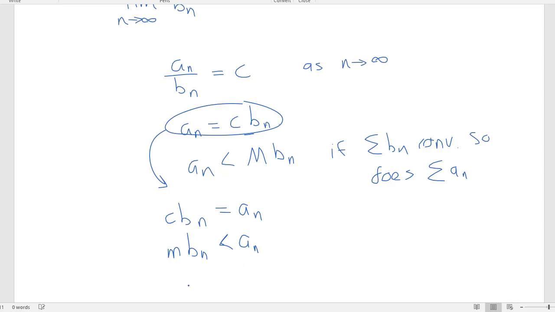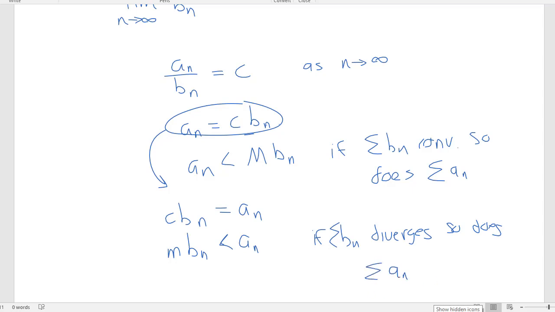So what we're showing in this case is if b sub n is diverging, then anything larger is also diverging. Right? So if b sub n diverges, the sum of b sub n diverges, so does a sub n. So anyway, quick sketch of the proof.